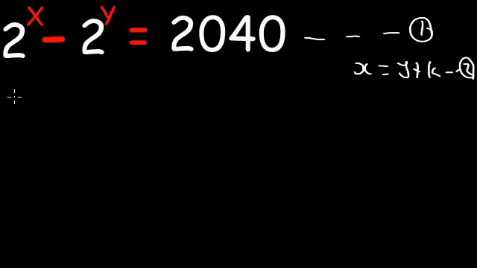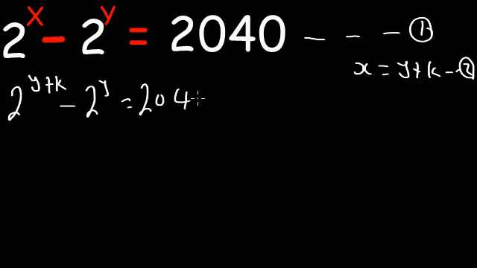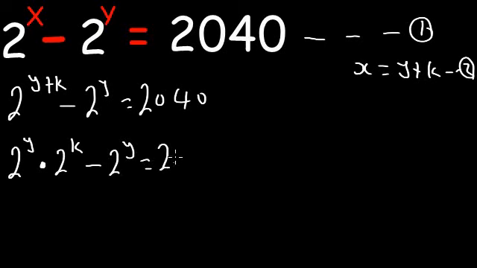So therefore, in equation 1, we can have 2 raised to the power of y plus k, then minus 2 raised to the power of y to be equal to 2040. Now back to our knowledge in exponents. We know that 2 raised to the power of y plus k can be replaced with 2 raised to the power of y multiplied by 2 raised to the power of k. Then we have minus 2 raised to the power of y to be equal to 2040.